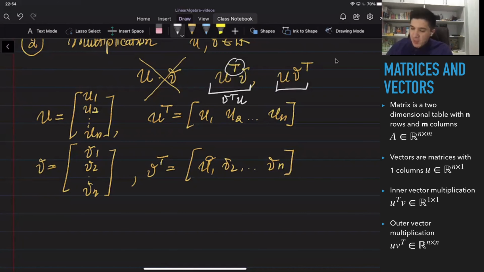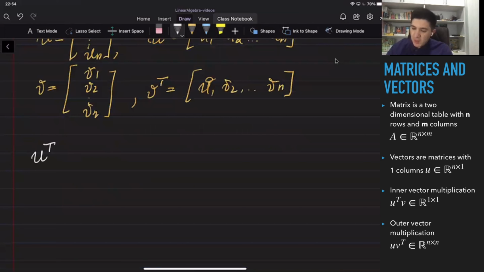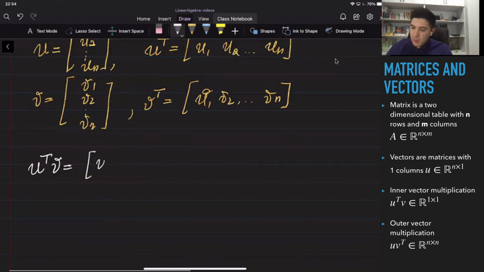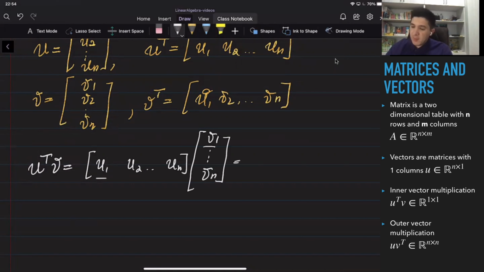So if you would like to multiply the u transpose to the v with the above components, it's going to be a scalar. So the number is going to be just one real number. And we are going to obtain this in this way. It's going to be u1, u2, and so on, un, multiplied to the v1, and so on, vn. So this is going to be the multiplication of this element to this one, u1 v1, plus this one to the second, u2 v2, plus and so on, plus un vn.